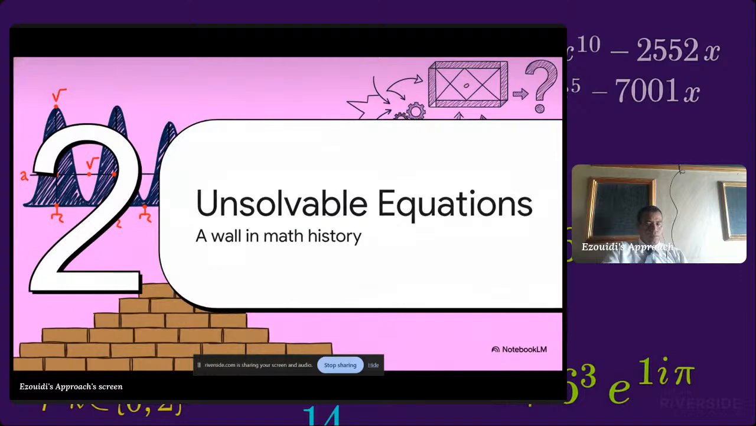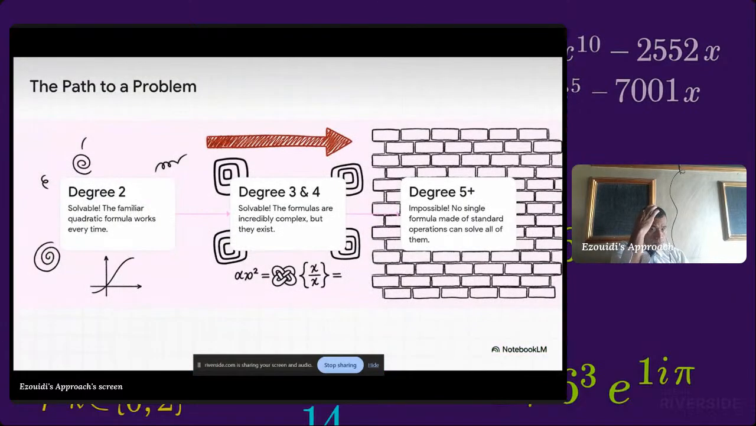So the challenge isn't just about drawing the curve. It's about finding the exact points where it crosses zero, what mathematicians call finding the roots. And that is where we hit a massive, monumental problem. For centuries, math was just this steady march of progress. Equations of degree 2, yep, we've got the quadratic formula from high school. Degrees 3 and 4, okay, those formulas are way, way messier, but mathematicians figured them out back in the 1500s. But then, when they got to the 5th degree, they hit a solid brick wall.